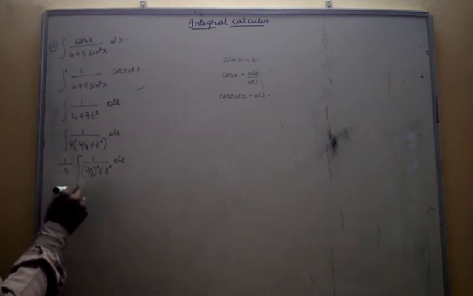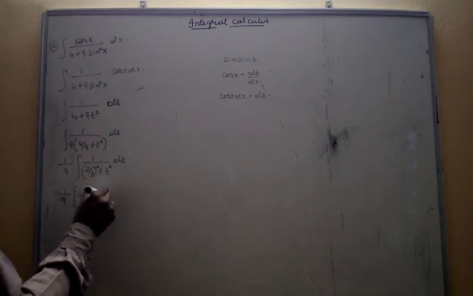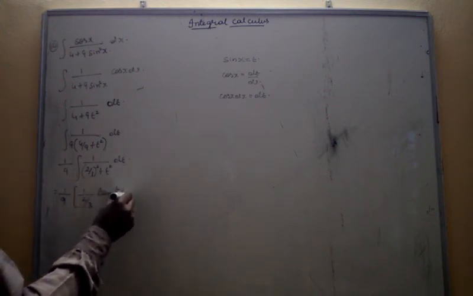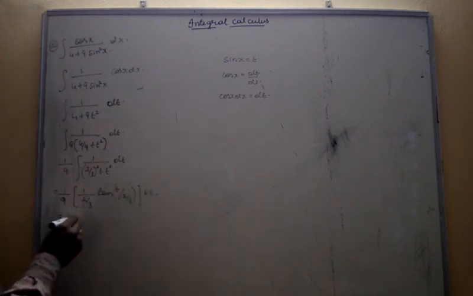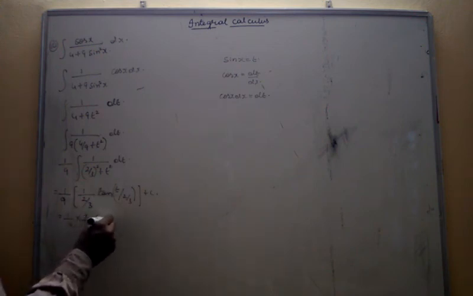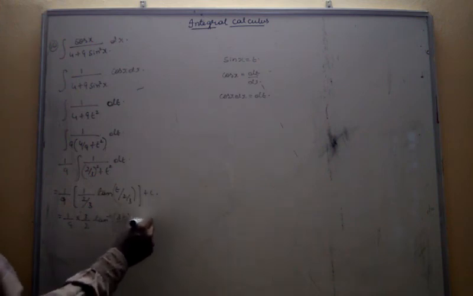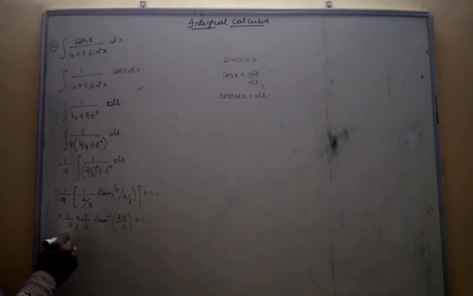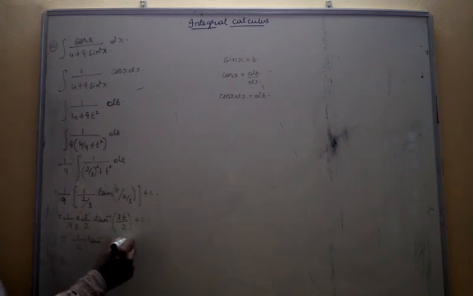Then apply the formula. 1 by 9 into 1 by a, which is 3 by 2, tan inverse of t by 2 by 3 plus c. Then 1 by 9 into 3 by 2 tan inverse of 3t by 2 plus c. 3 ones are 3, 3 threes are 9, then 1 by 6 tan inverse of 3 into t, meaning sin x, by 2 plus c.